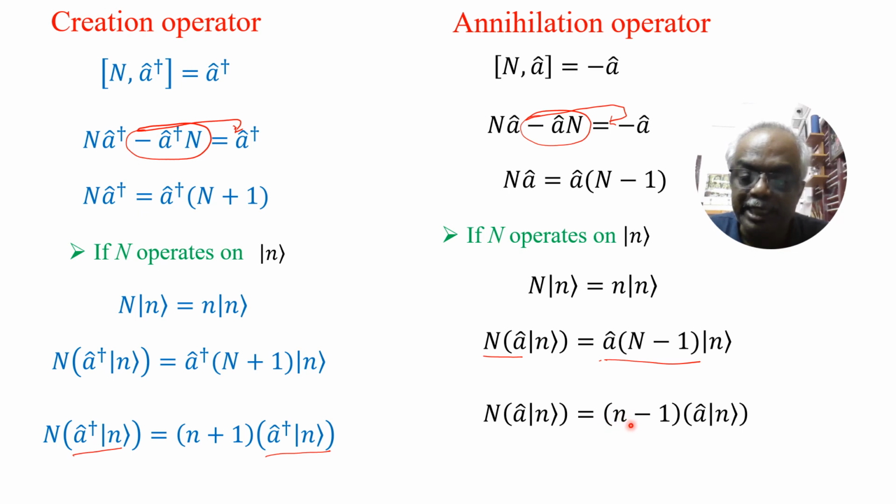So this (n−1) number you can take out, and you bring this a here after this number (n−1). So you get a|n⟩ here. Now when a acts on the ket |n⟩, it reduces the energy state by 1, that is n reduces to n−1. Similarly, here you can see when the creation operator acts on |n⟩, it increases its energy state by 1, that is n+1.